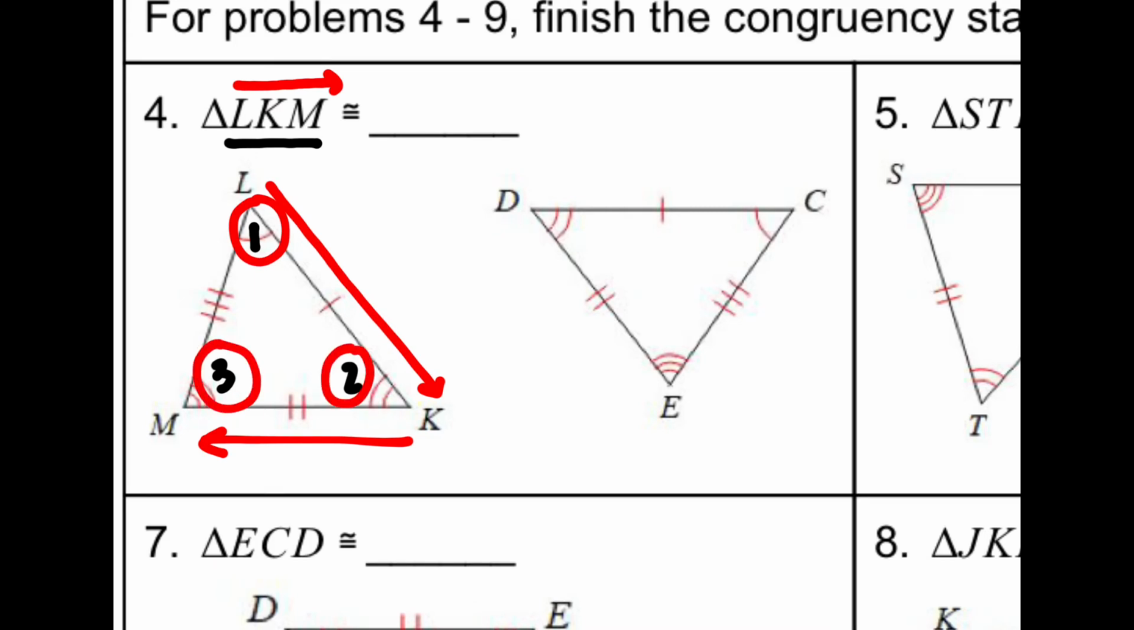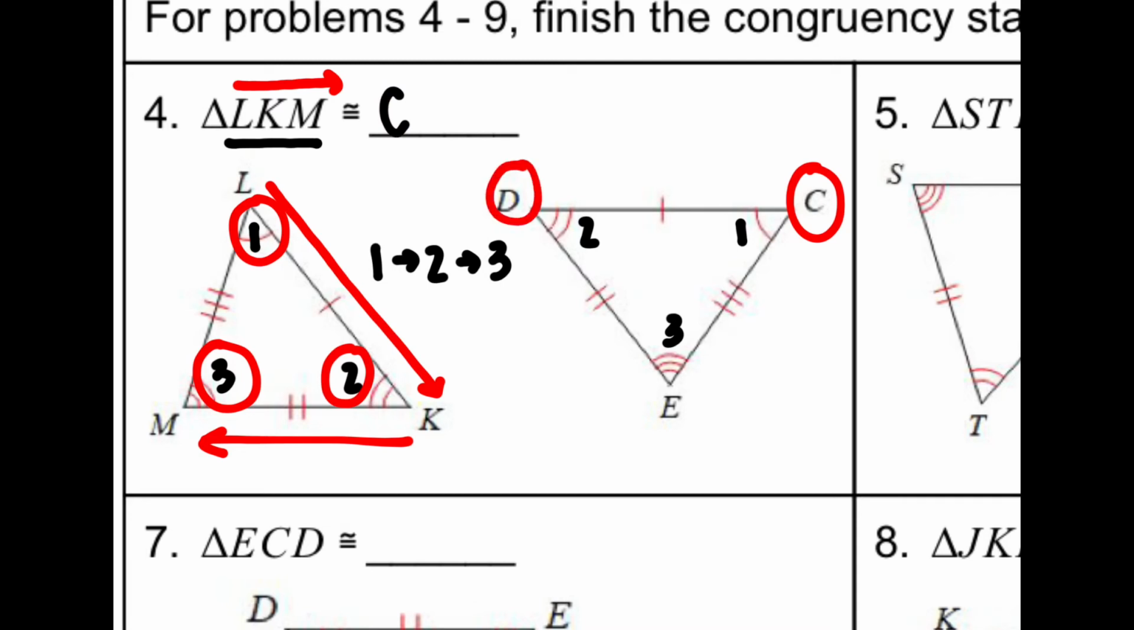So I'm going to do the same thing with the other triangle. I'm going to label the markings first, 1, 2, and 3. And we just talked about the order we went in. We went from 1 to 2 to 3. So I'm going to start at the letter that has 1 angle marking, which is C. I'm going to go to the one that has 2, which is D. And then finally I end at the one with 3 angle markings, which is E.